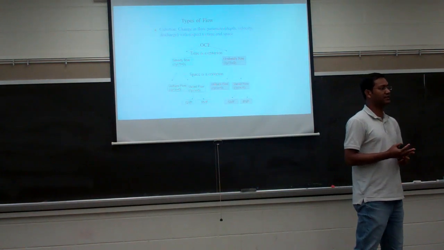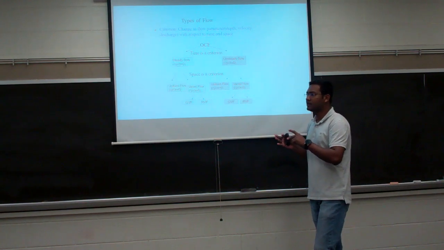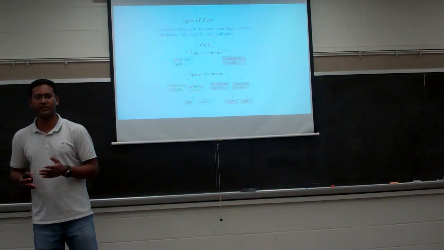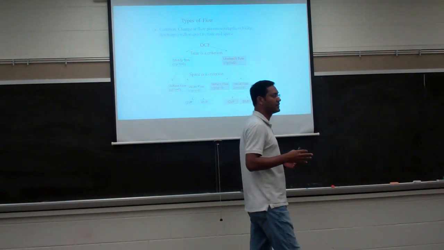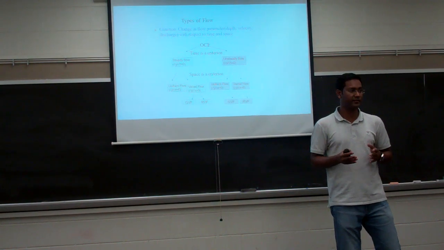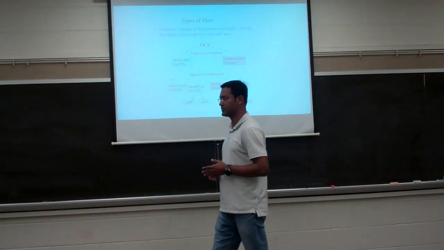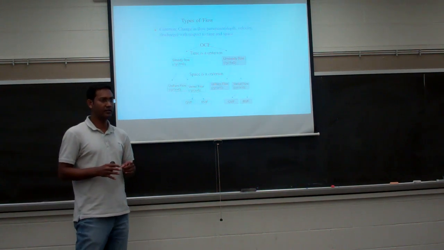The first one is time as the main criterion. If the flow parameters like velocity, discharge, depth of water, or depth of flow are constant over a specific time period, then we call it steady flow. Otherwise, if these parameters change with respect to time, then we call it unsteady flow, right?